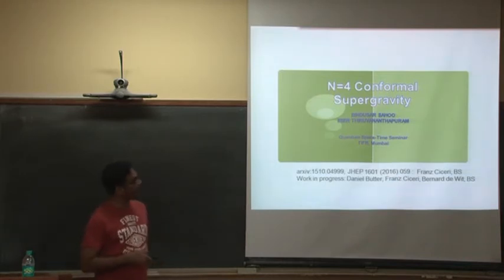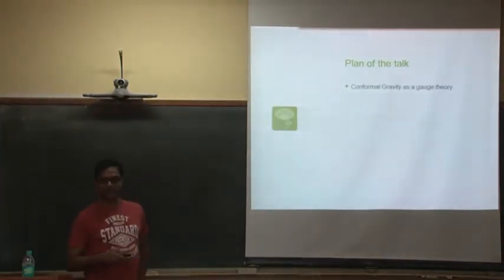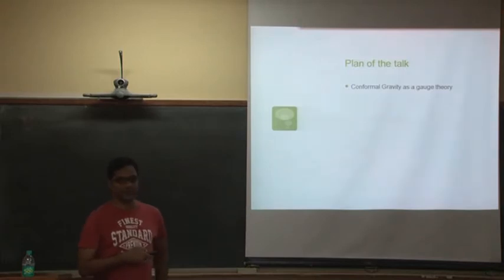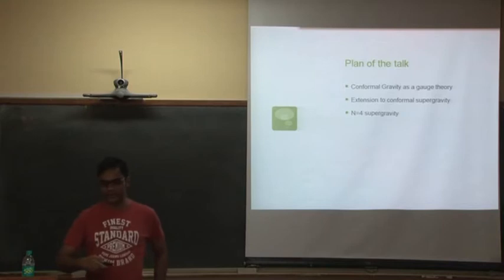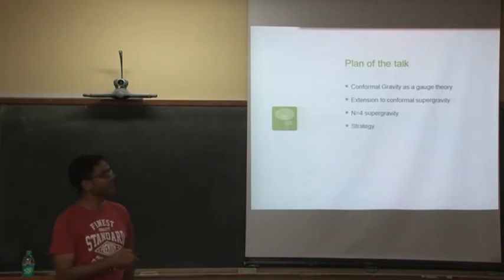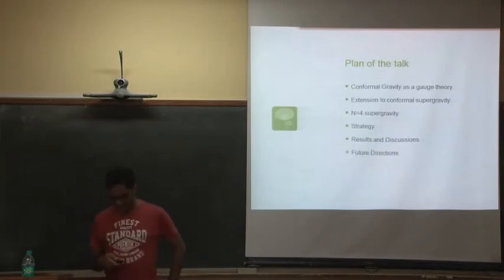So this is the rough plan of my talk. I will first give some introduction of how to think of conformal gravity as a gauge theory, and then how one can extend it to the theory of conformal supergravity. And I will tell you about N equal to 4 supergravity and what the problems there are, and how we get around that problem. We will discuss the strategy that we use, and we will discuss some results, and finally we will discuss some related results.